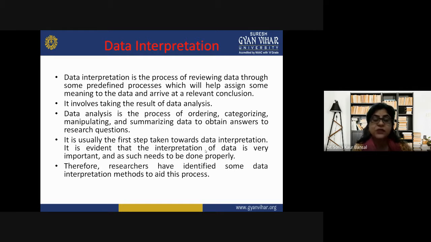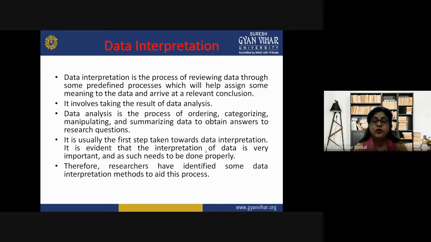If the research is done in a true sense, students, then the researcher would be very, very happy after doing the interpretation of data in his or her own words. So it involves taking the result of data analysis. Data analysis is the process of ordering, how you have ordered one thing after another. Categorizing, category A, category B, C, for example.